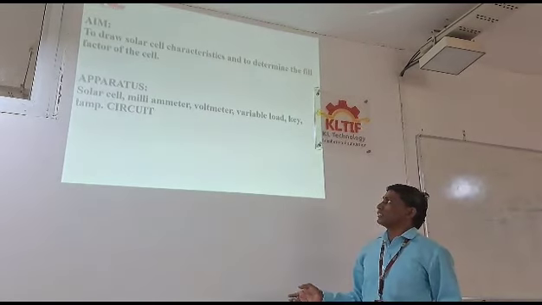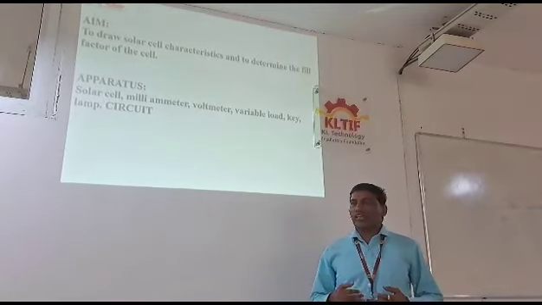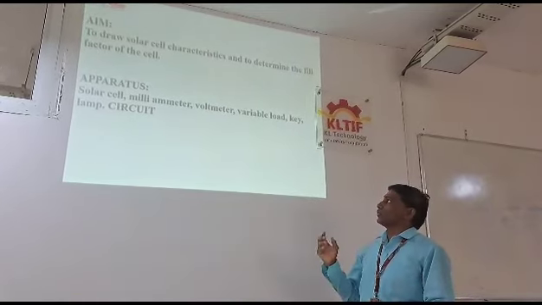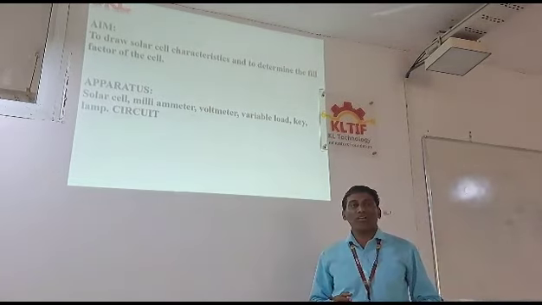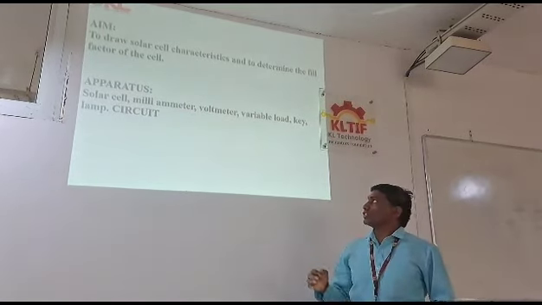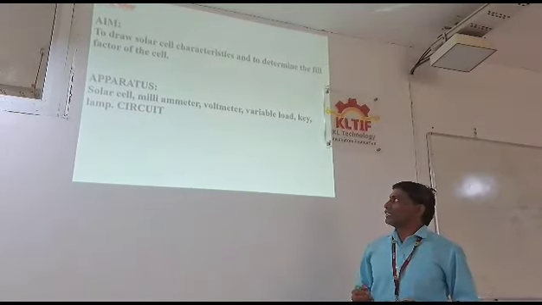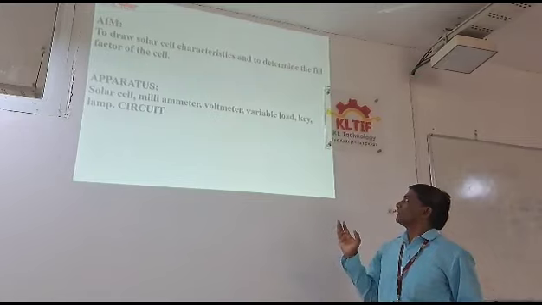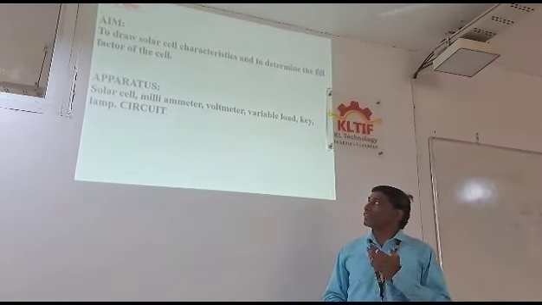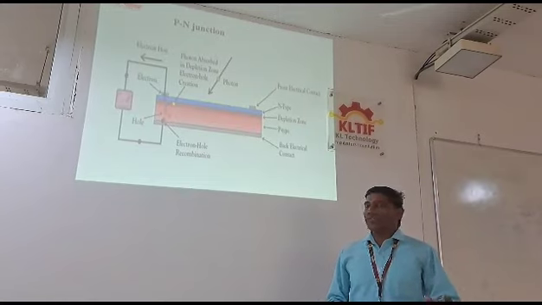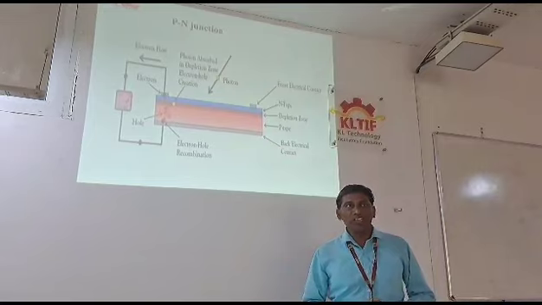After that, consider our lab, the solar cell experiment. First, understand the aim: to draw the solar cell characteristics and to determine the fill factor of the solar cell. That is the aim. Then the apparatus you use: solar cell, multimeter and voltmeter, variable load, key, lamp and circuit. These are the apparatus. After that, before that, you can consider the PN junction.